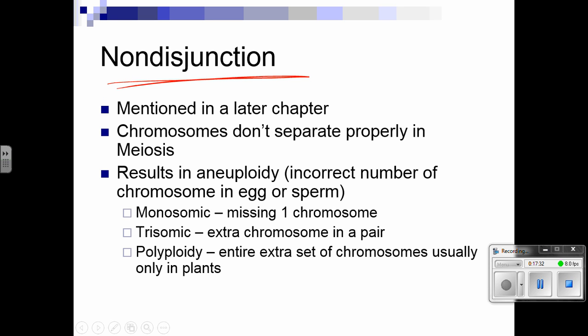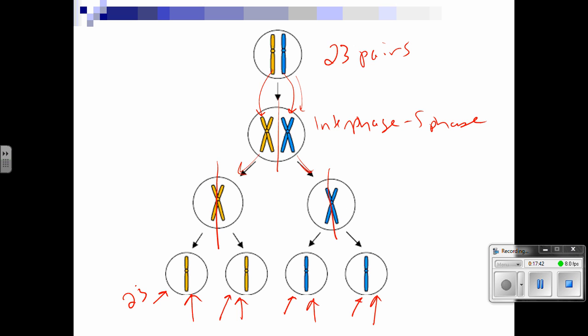Non-disjunction is something that can happen in meiosis that can actually create a problem. It's mentioned a little in a later chapter too. Chromosomes don't separate properly in meiosis. So instead of separating out like this, maybe this one went over here and this one has none. Or it's missing one. If you're doing 23 pairs, it's unlikely that all 23 would be wrong. Or maybe over here at this stage, both of these chromosomes went over there. And so now you have extra ones in both of those.